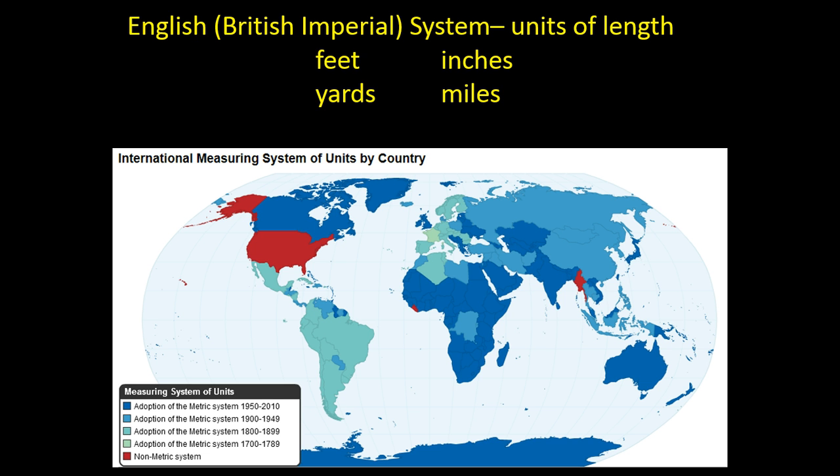Oddly enough, the English do not use them anymore. In fact, if you look at this map, the countries in red are the countries in the world that use the English units of measurement. That would be the United States, Liberia, and Myanmar. Although Liberia and Myanmar are both said to be moving away from the English unit of measurement, which will mean that eventually the United States will be the only country using these units of measurement as a standard unit.